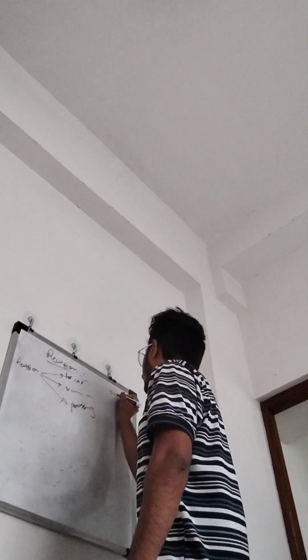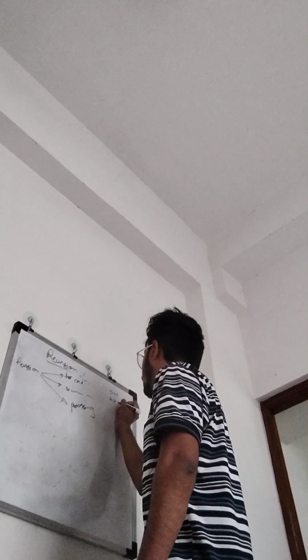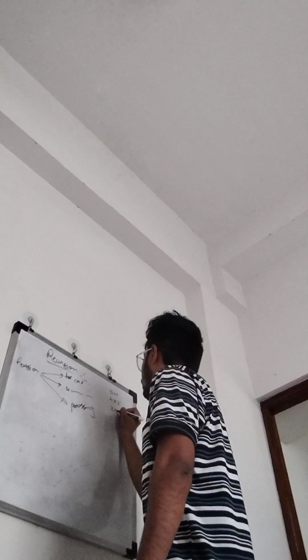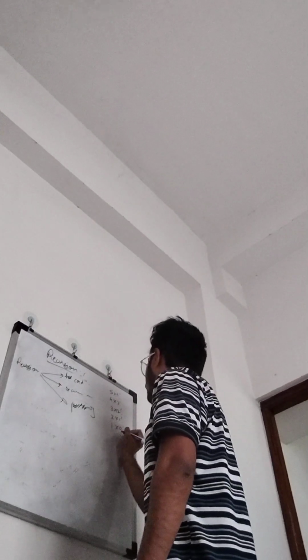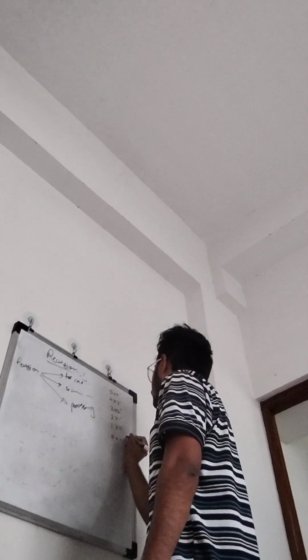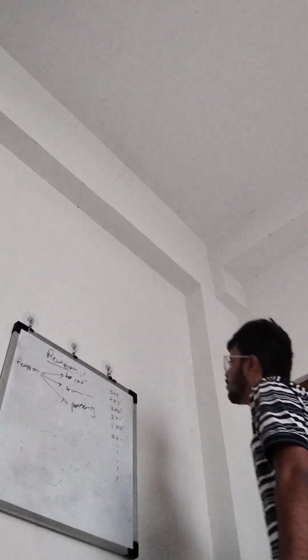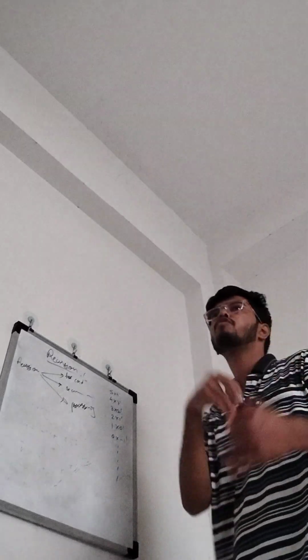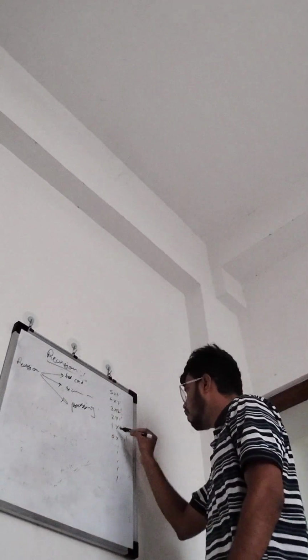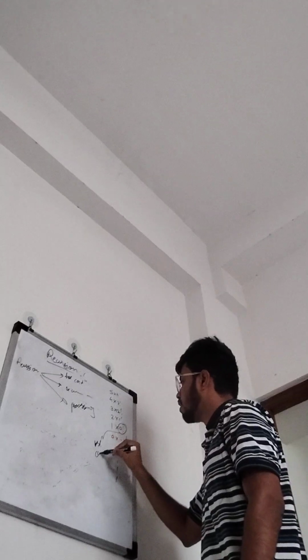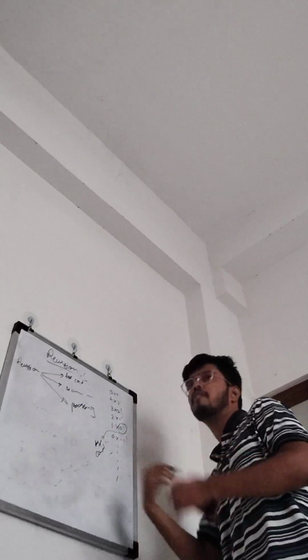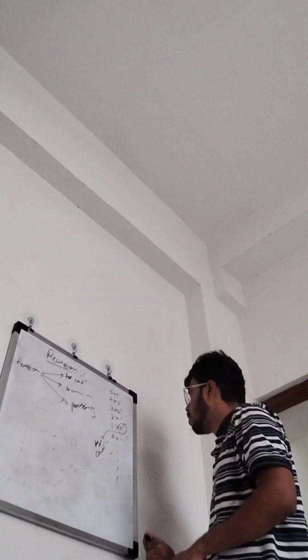Consider the example of factorial only. You got 5 into 4 factorial, 4 into 3 factorial, 3 into 2 factorial, 2 into 1 factorial, 1 into 0 factorial, then 0 into minus 1 factorial. This will move on till infinity. But where are we supposed to stop? We will stop at this condition. This will be our base condition.